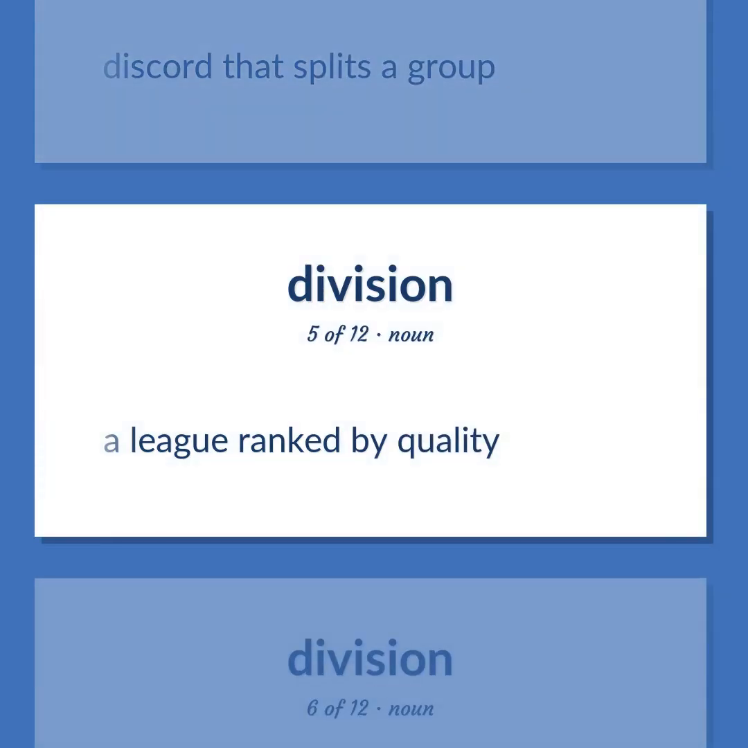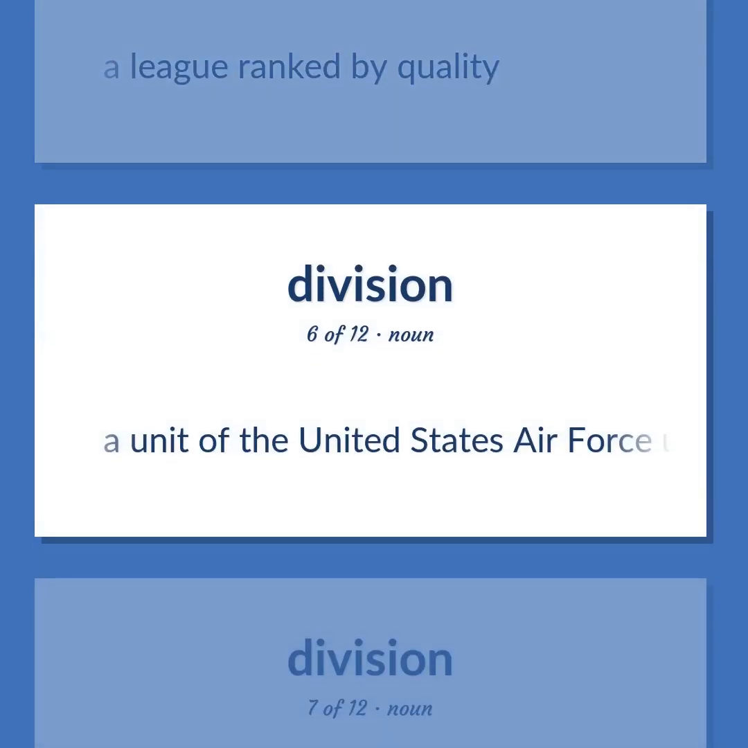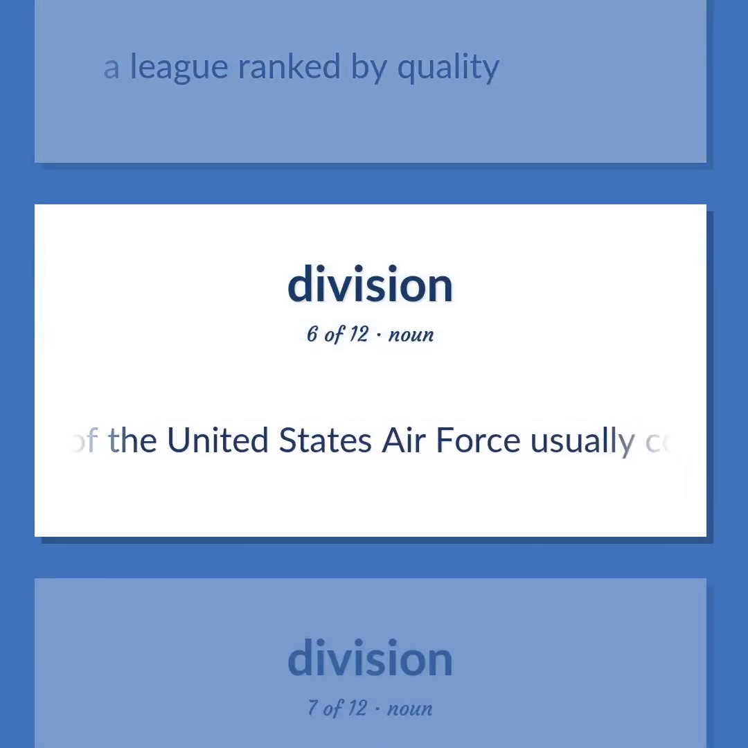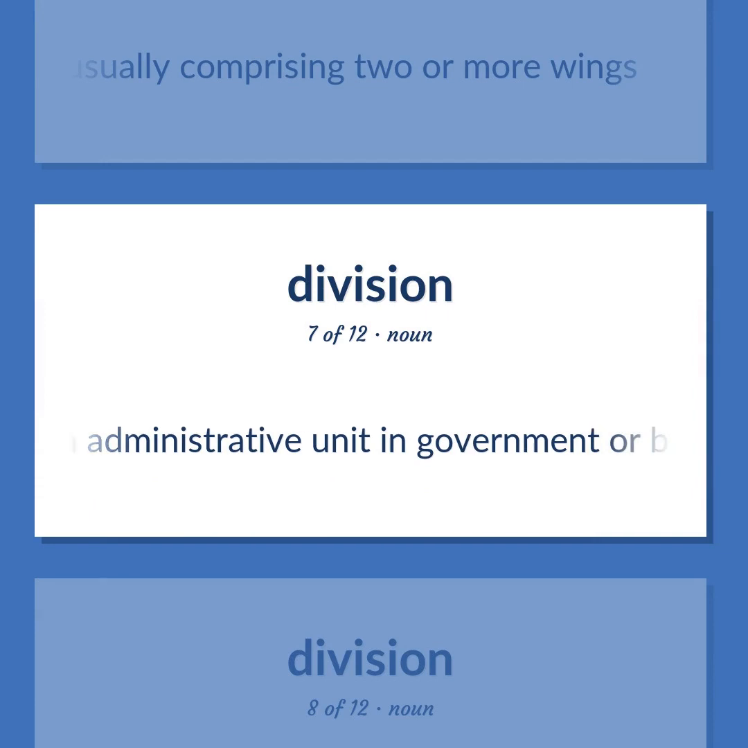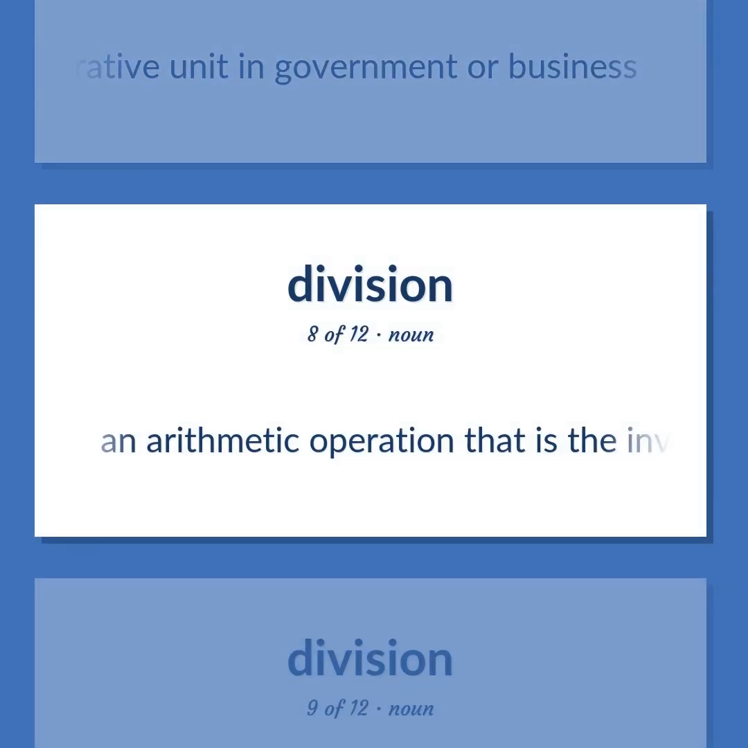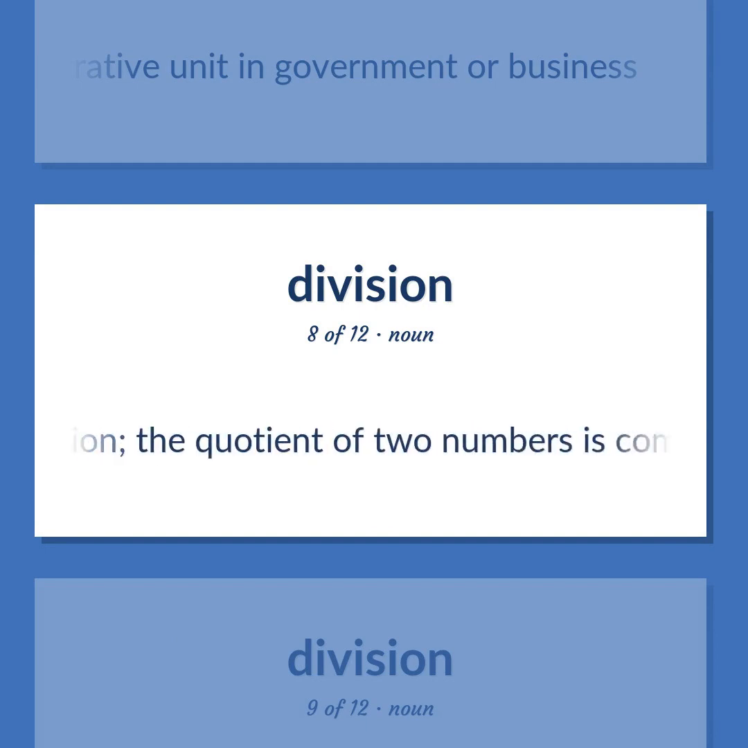A league ranked by quality. A unit of the United States Air Force usually comprising 2 or more wings. An administrative unit in government or business. An arithmetic operation that is the inverse of multiplication. The quotient of two numbers is computed.